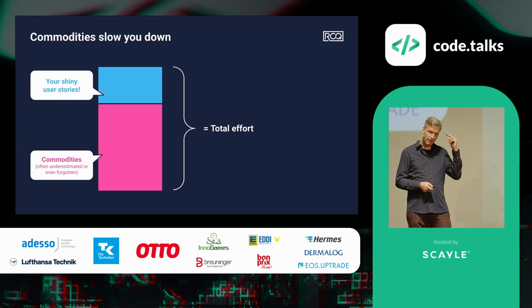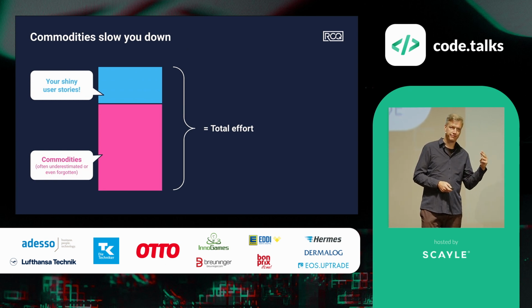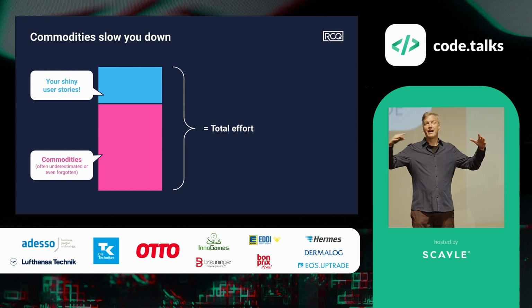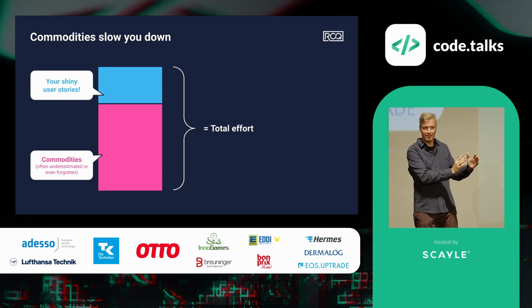When people think about building a web application, they only think about their own user stories. User story 1, 5 days, user story 2, 10 days, user story 3, 5 days, 20 days in total, super good. But in reality, these commodities will move up your total effort. In small web applications, the commodities can be a large chunk of your total effort. Of course, if you have a very large web application, then this is a smaller chunk, but you have to take care of them.